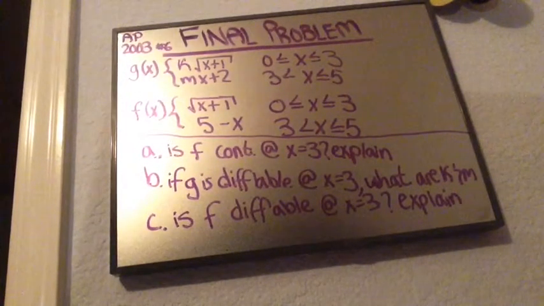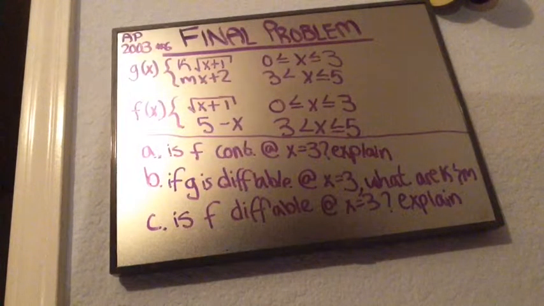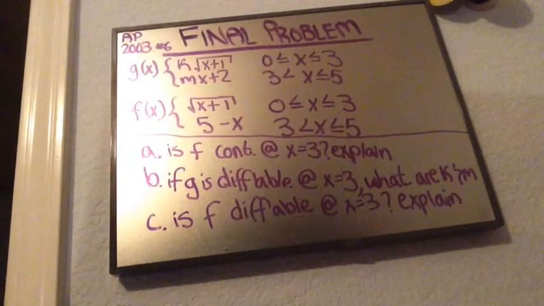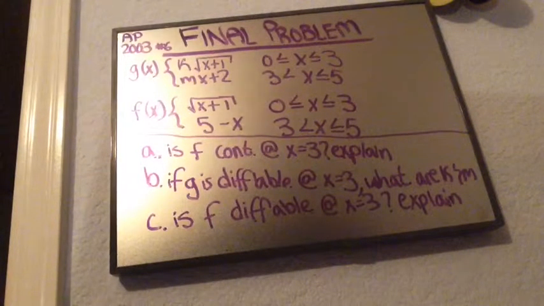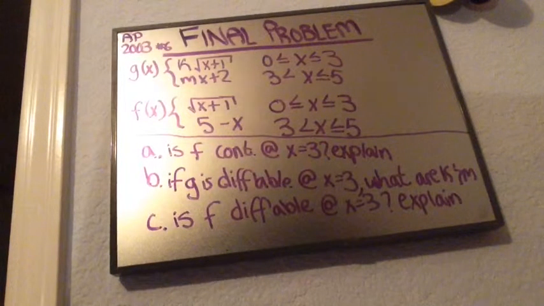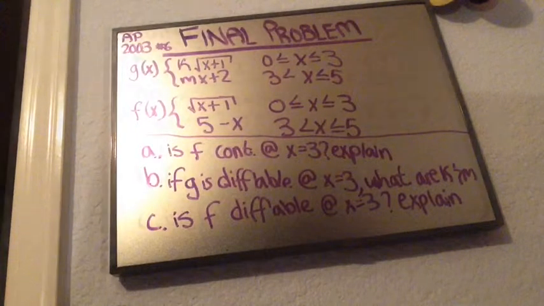A. Is f continuous at x equals 3? Explain. B. If g is differentiable at x equals 3, what are k and m? C. Is f differentiable at x equals 3? Explain. Go ahead and solve this, and then come back and hit play and watch me solve it.